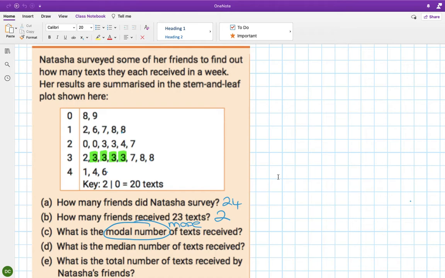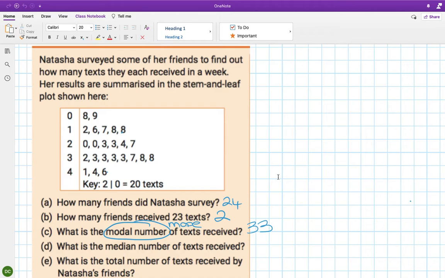Yeah, there's 4 of them. Now remember, you have to include the stem so that they're not 3s, they are 33s. Okay, so the modal number of texts is 33. Now, what is the median number of texts?